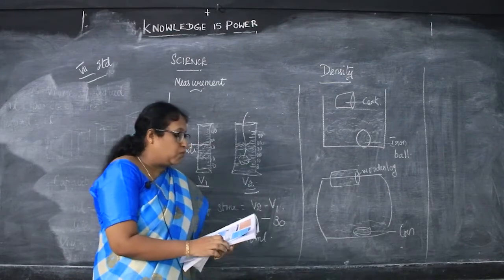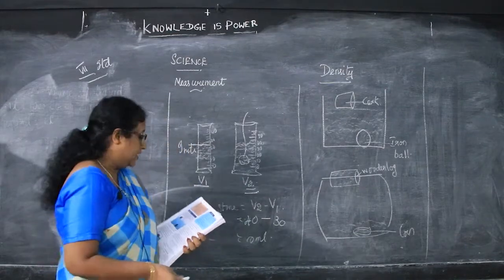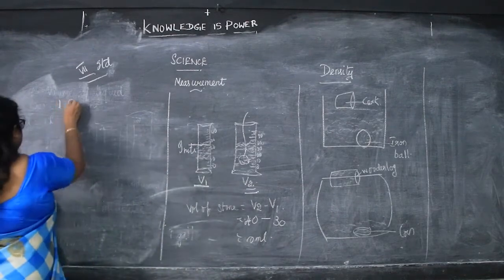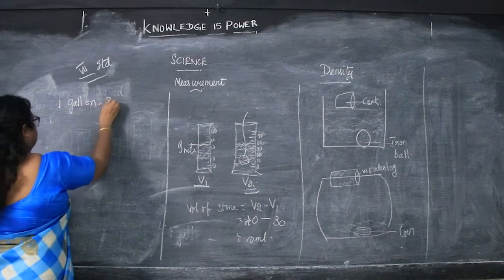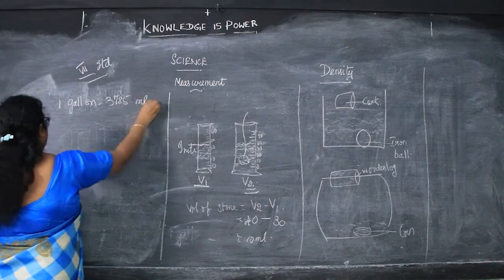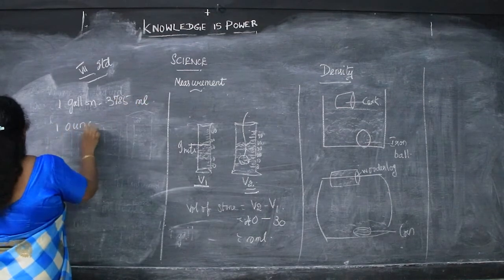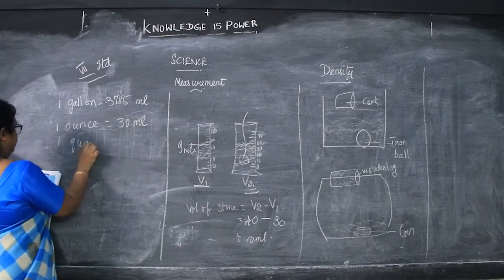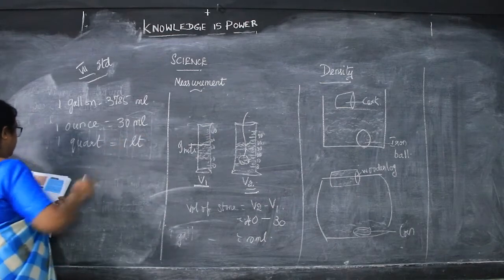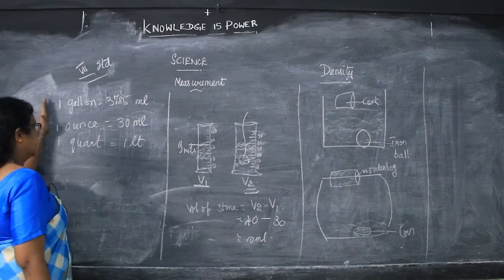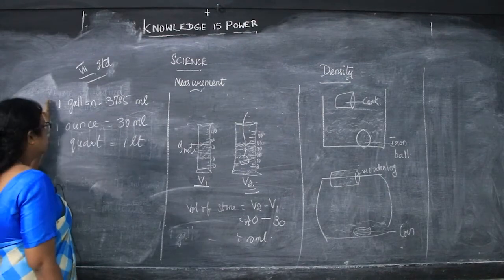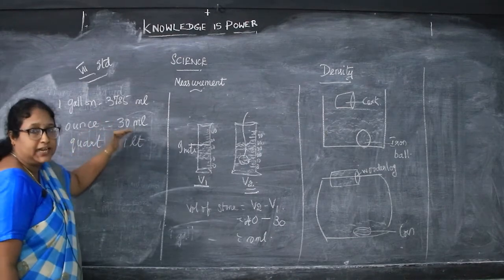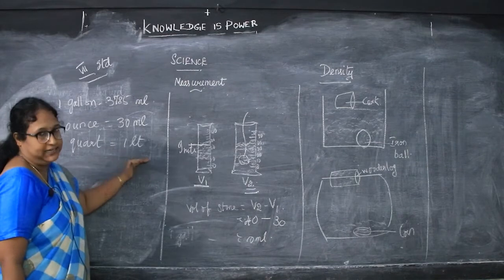To measure the volume of a liquid, some other units are also used, like the gallon, ounce and quart. 1 gallon is 3785 ml, 1 ounce is 30 ml, and 1 quart is 1 liter.